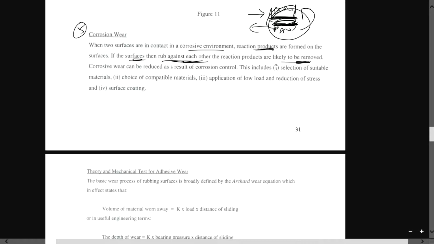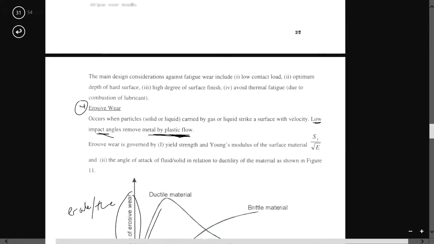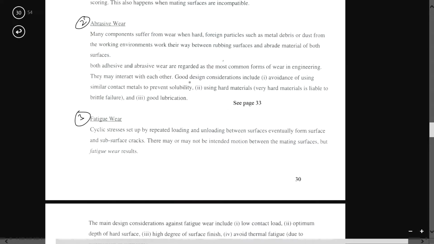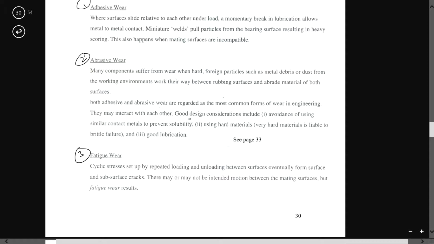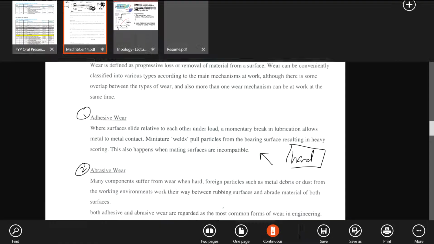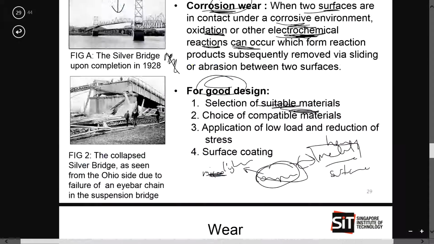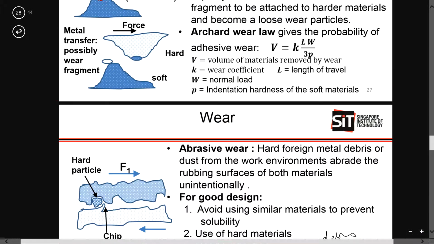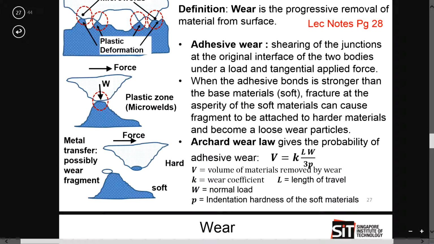This was not very explicitly defined just now, so I wanted to define it. All the rest is the same as what we said, but take note of the design considerations. What can you do to prevent all these things from happening? For adhesive wear, you can suggest that you use a hard material. Or, the Archard wear law, I know what I mean.